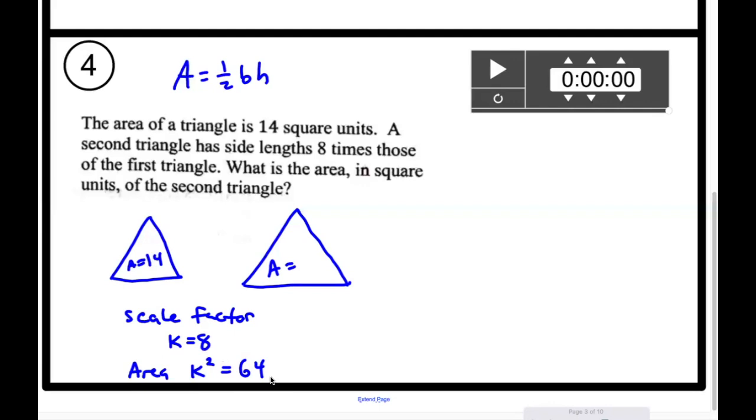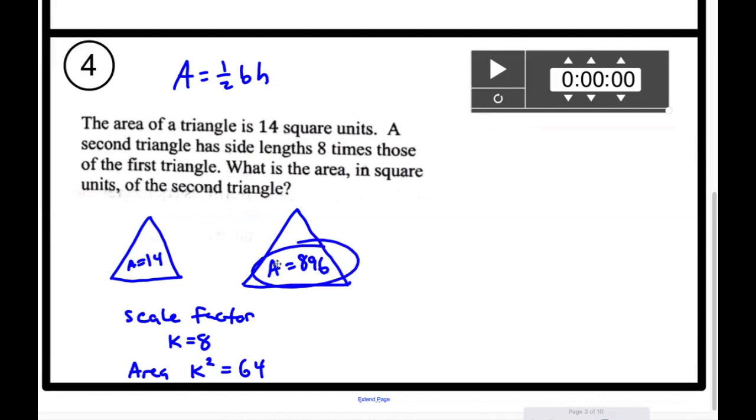Again, I do more explaining here just to go over the concept. But really, for this problem, all you need to do is 14, the scale factor is 8, so the area gets multiplied by 64. So you just do 14 times 64, and that is simply 896. All right, that makes sense.